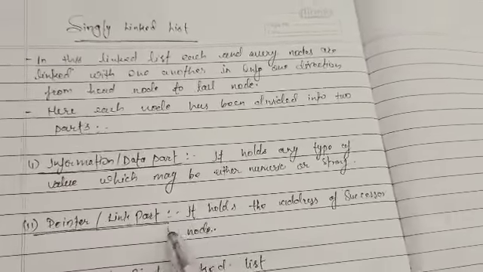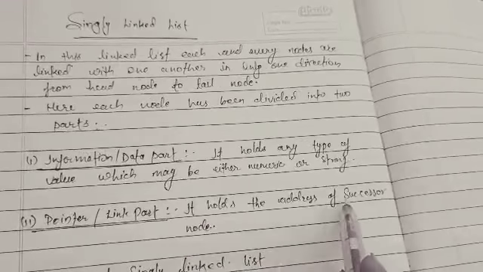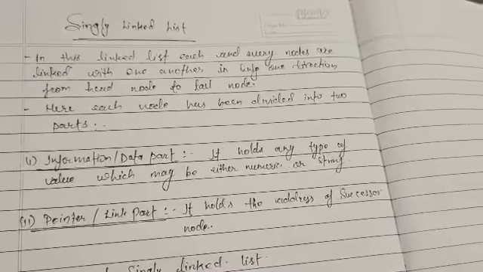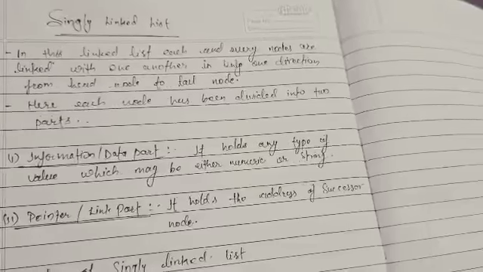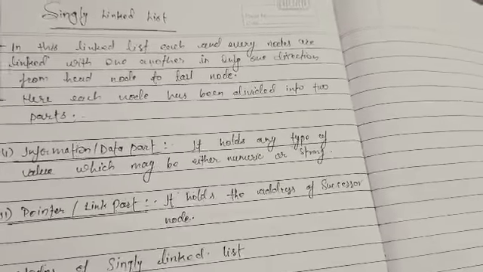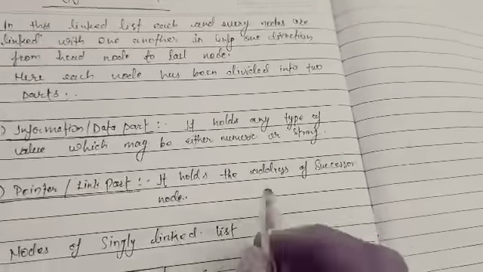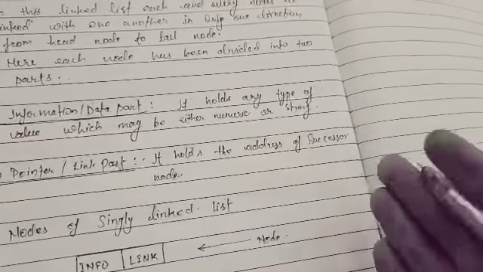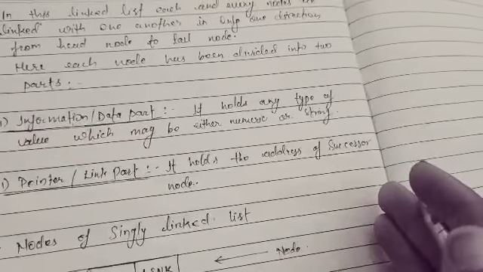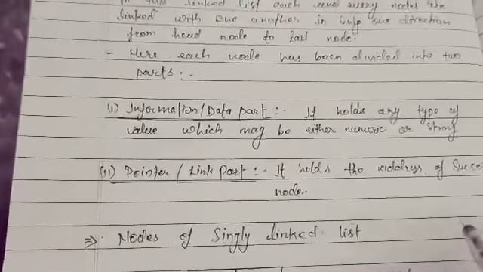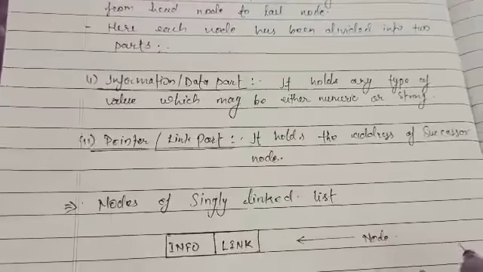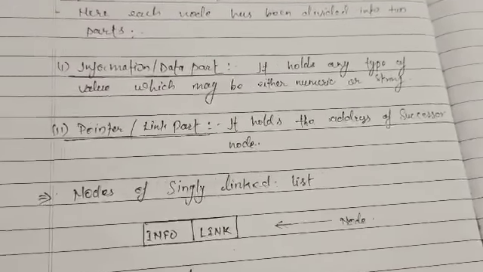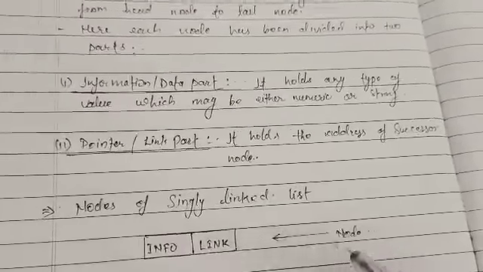The link part holds the address of the successor node. It means in the link part we can store the address of the successor node, or the address of the next node. So one question we have in mind is, what is a successor node? But before that, let us see the nodes.